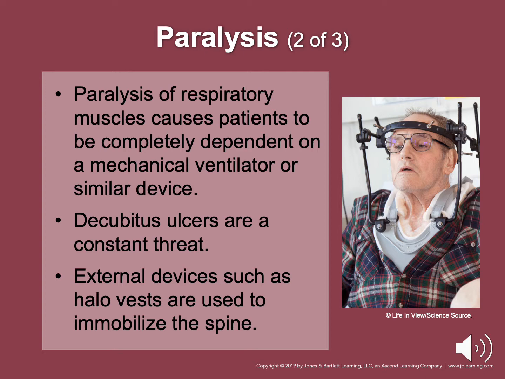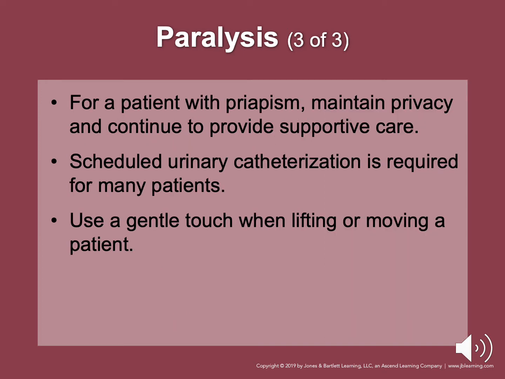External devices such as a halo vest are used to immobilize the spine. And that's the halo device like you see in this picture. So these patients are susceptible to environmental extremes. Injuries do not always entail a loss of sensation. For a patient with priapism, maintain privacy and continue to provide supportive care. Scheduled urinary catheterization is required for many patients. Total lifting assistance is required for patients with quadriplegia, so use a gentle touch when lifting or moving. Provide IV access and medications on the non-affected side whenever possible.